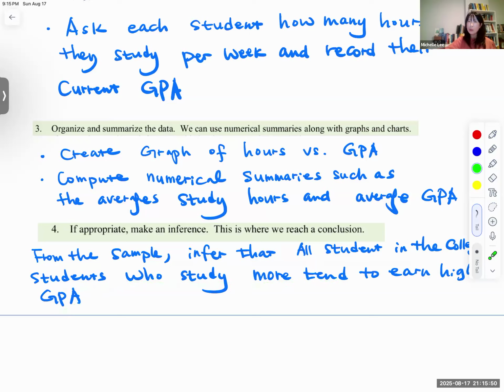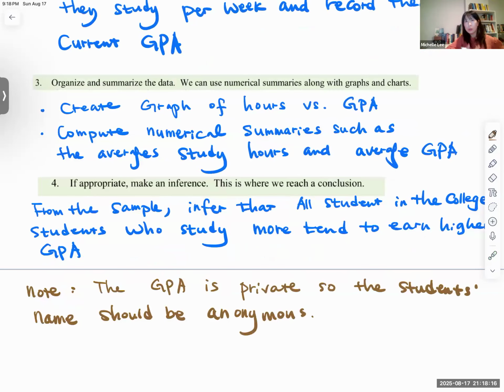Okay, then there's a little problem with this because GPA is private, right? So definitely we cannot put the name with the GPA, right? So it must be anonymous. It should be anonymous, right? Let me write down. So GPA is private, so the student's name should be anonymous. Or we can label number 1, number 2, number 3 instead of name, right?